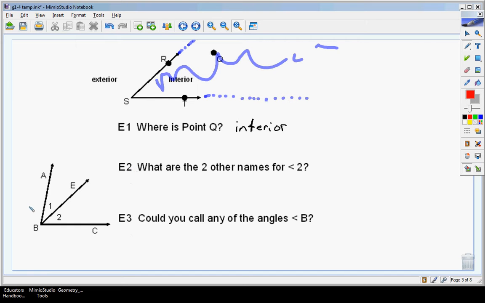Examples 2 and 3 come from the other picture that's down here. It says, what are two other names for angle 2? And here's where angle 2 is. It's looking for two other names that I can call angle 2. I could say angle EBC. What's the other one? CBE.